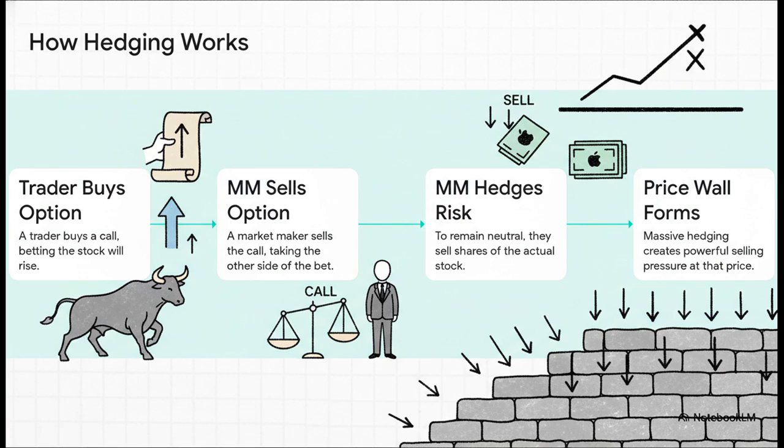Here's the play-by-play. Let's say you buy a call option because you think the stock's going to go up. Someone has to sell it to you, right? That's usually a market maker. But here's the thing, they don't want to gamble. Their job is to stay neutral. So to hedge their risk, they immediately go and sell a little bit of the actual stock. Now, take that simple little transaction and multiply it by those 50,000 contracts sitting at Apple's 185 strike. That creates an enormous wave of selling pressure right at that price, and boom, that's your wall.